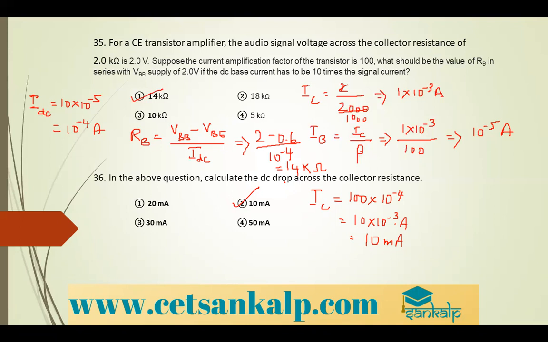Okay, we have written that IC is equal to 2 divided by 2000, which is 1 milliampere. Correct? Next you have the formula IB is equal to IC divided by beta. Substituting, it becomes 10 to the power minus 5. They told us the DC base current has to be 10 times, that is 10 into 10 to the power minus 5, which is 10 to the power minus 4. So RB is equal to VBB minus VBE divided by IDC.